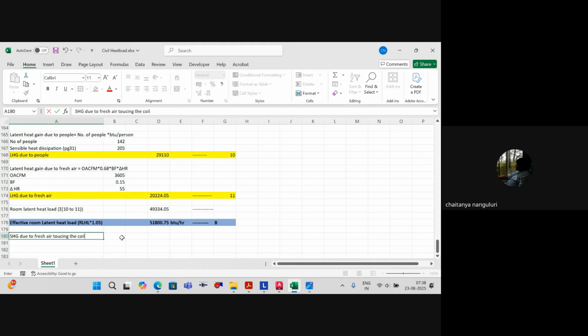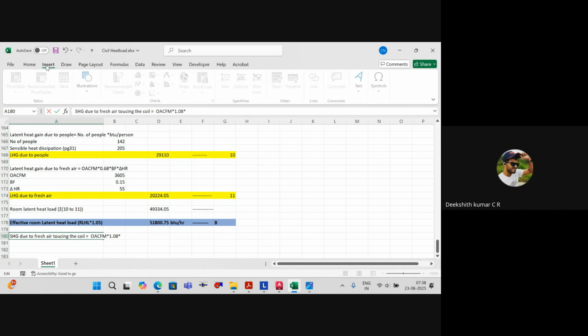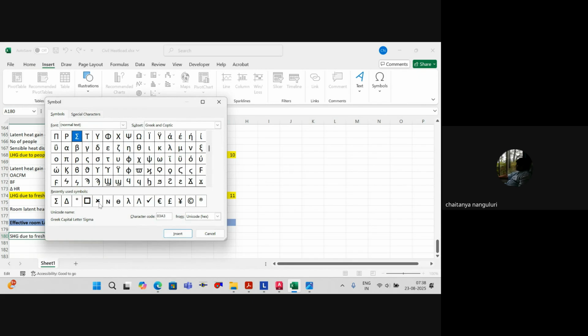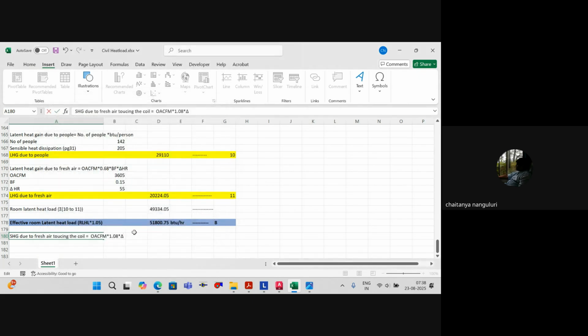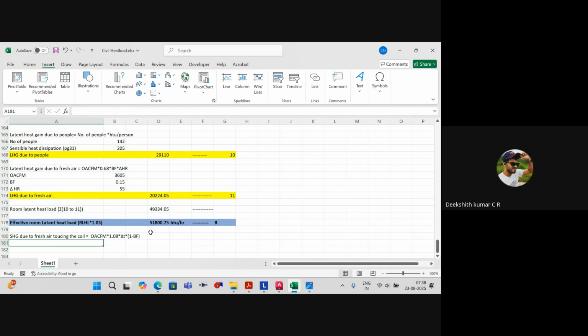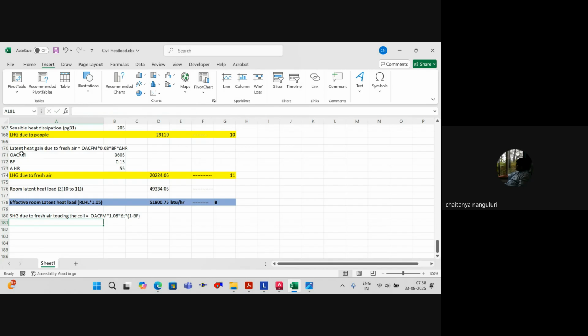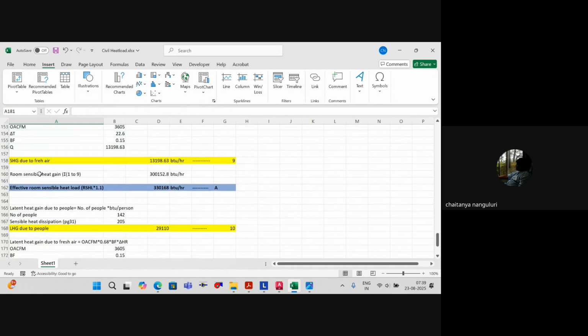We require this data for calculation of the CFM, and for heat load as well. Sensible heat gain due to fresh air touching the coil: the formula is Q equals OA CFM into 1.08 into delta T into (1 minus bypass factor). We already know the OACFM values, bypass factor and delta T. We know all these values.